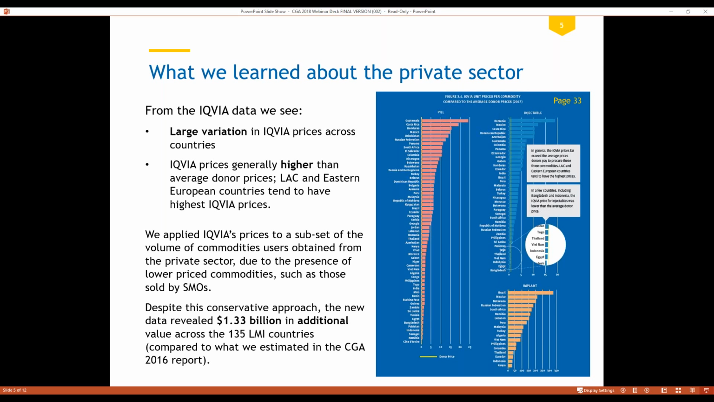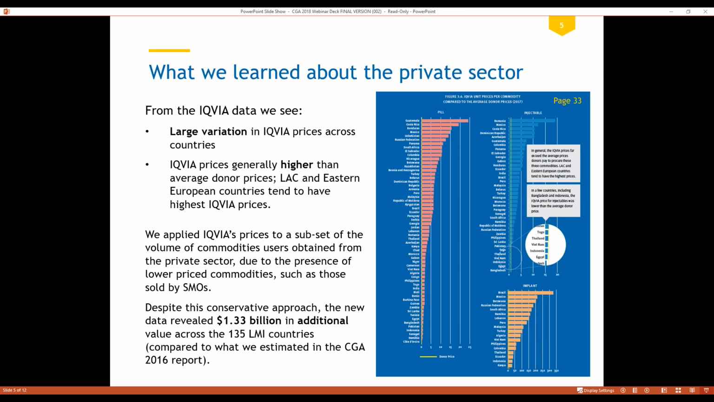So first, we see a huge amount of variation across all three methods in the prices paid in different areas. So you see that the height of the bar varies greatly from where the unit cost is most expensive to where the unit cost is the cheapest. And generally we see higher prices in Eastern European countries. We also find that in almost all instances, the prices that we are using from IQVIA are higher than the donor prices, which are shown in that yellow line.